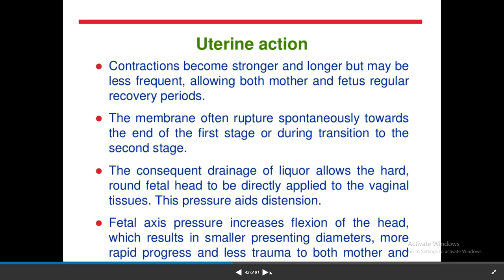The membrane often ruptures spontaneously towards the end of the first stage or during transition to the second stage. The consequent drainage of the liquor allows the hard, round fetal head to be directly applied to the vaginal tissue. This pressure aids distension. As I told you, fetal head pressure increases flexion of the head, which results in smaller presenting diameters, more rapid progress, and less trauma to both the mother and fetus.